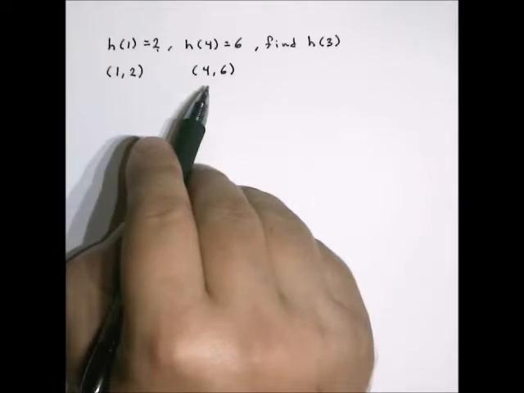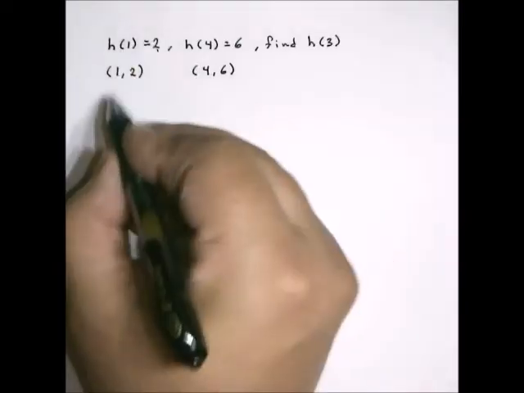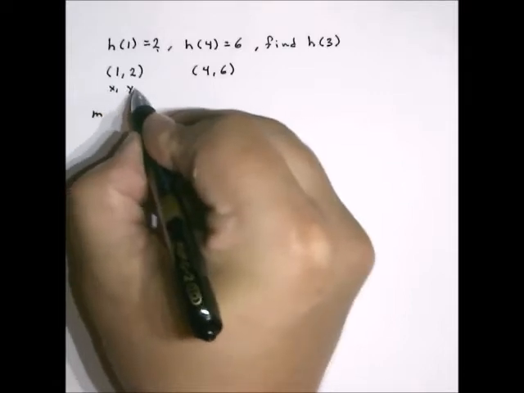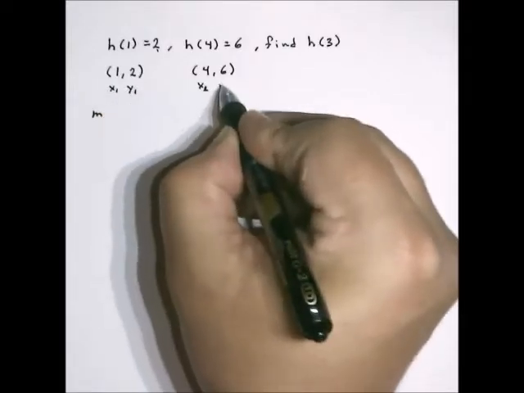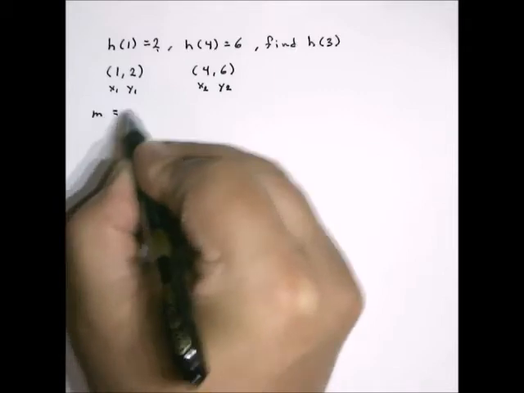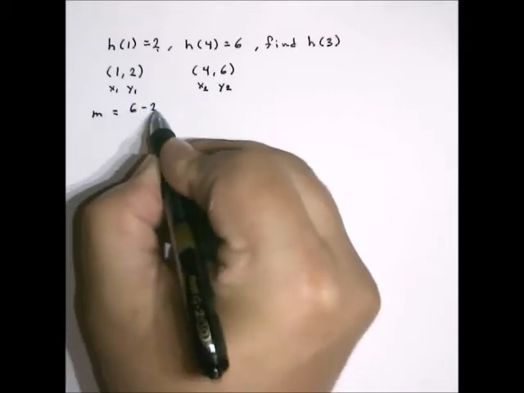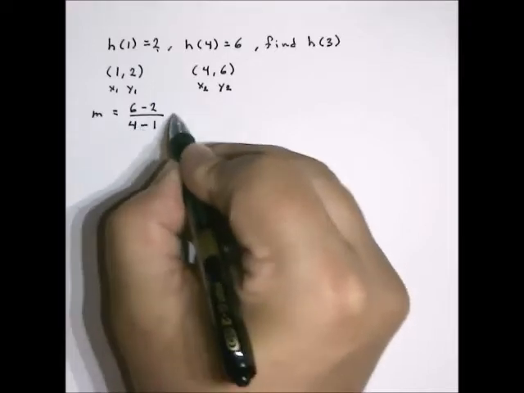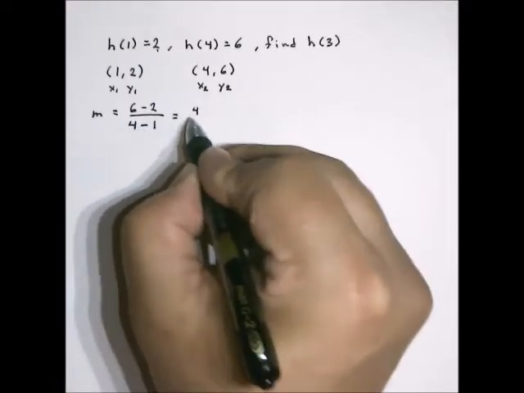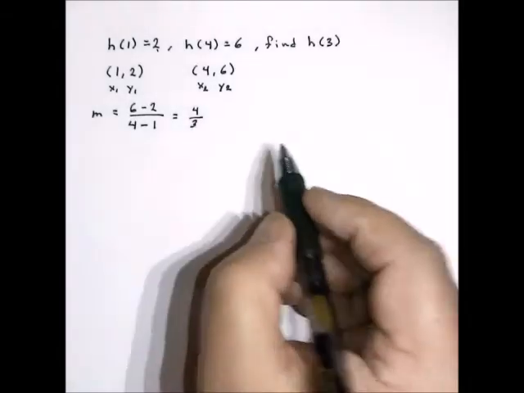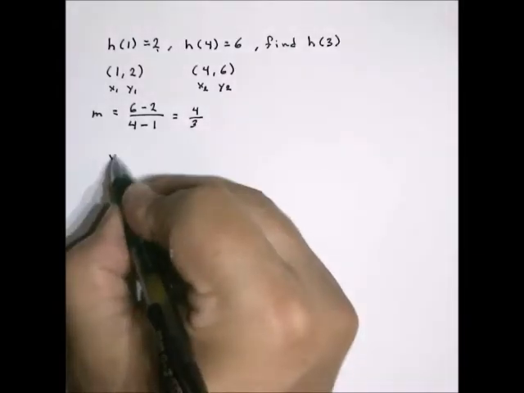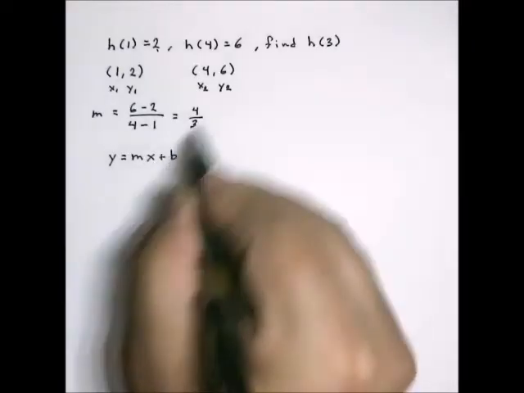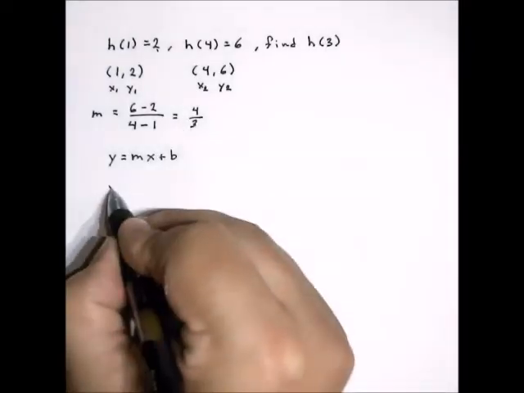So the first thing we need to do is find the slope. Once again, designate one pair x1, y1, one pair x2, y2, and plug into the formula. So we have y2 minus y1 over x2 minus x1 equals 4/3. So we have a slope of 4/3. And since I'm solving these using slope-intercept form, I'm just going to plug 4/3 in for my m.